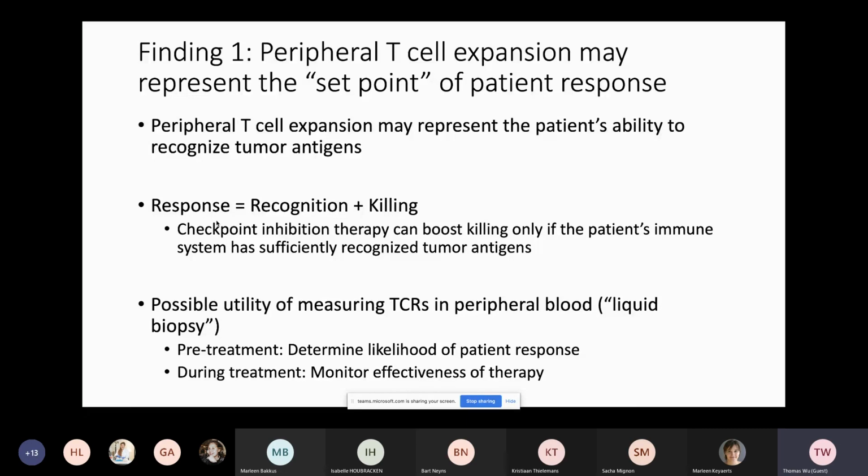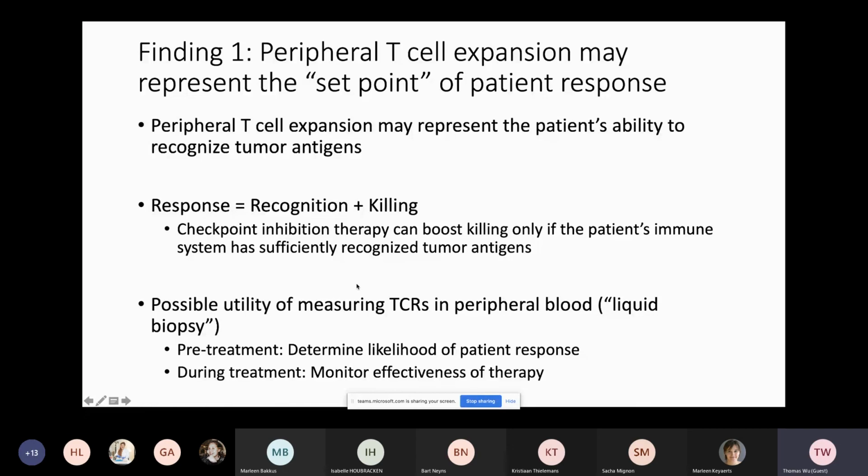So what seems in retrospect to be common sense is that you really need to recognize the tumor antigens before you can attack the tumor. Without that recognition, it doesn't matter if you give a checkpoint inhibition therapy, since you don't have any effector T cells that can kill the tumor cells of interest. So we really need both recognition and cytotoxicity for checkpoint inhibition therapy to work.